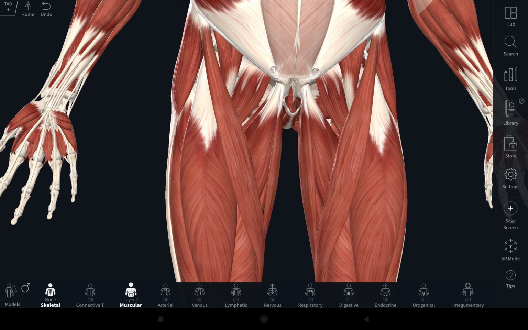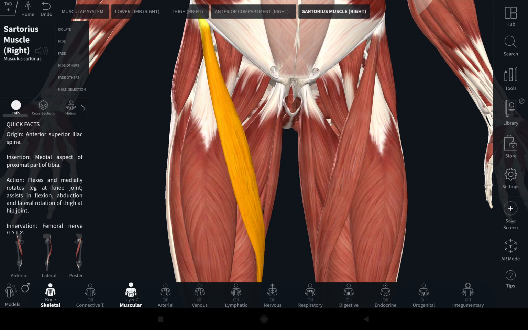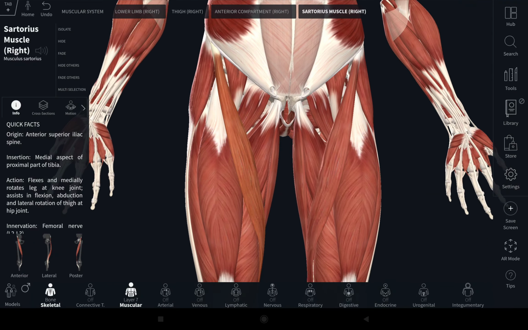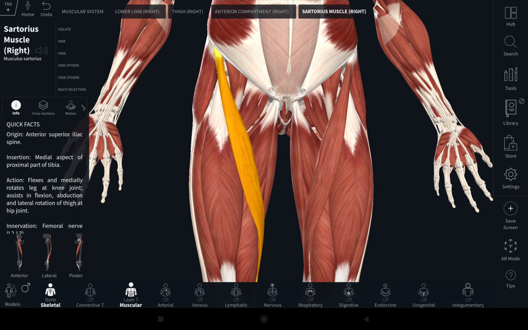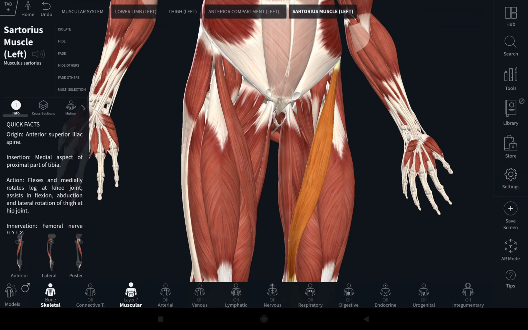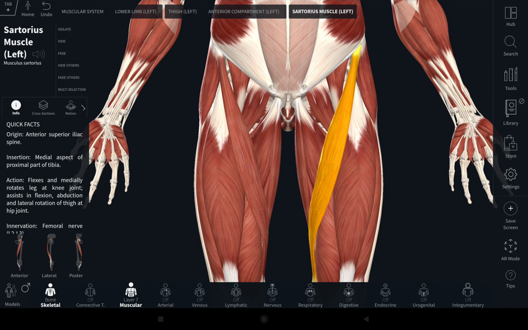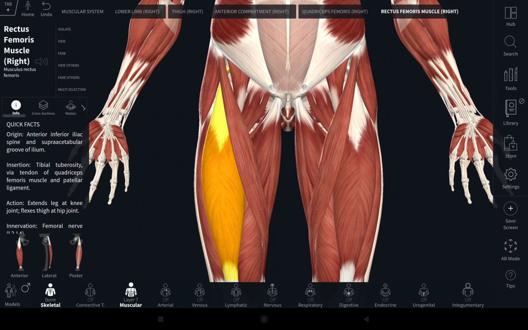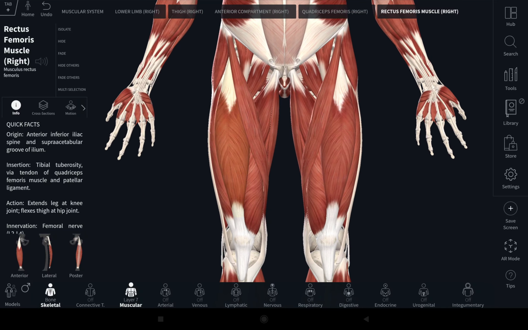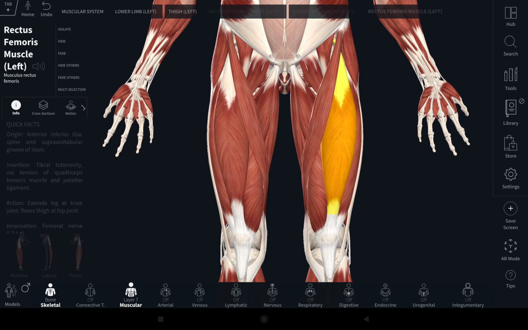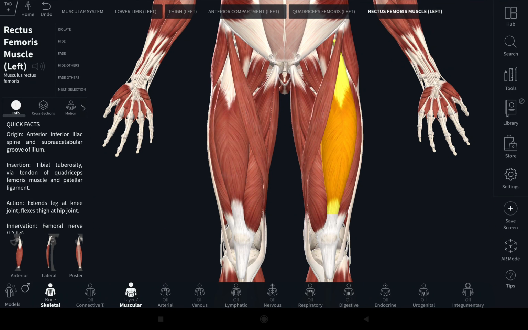are the sartorius. This is the sartorius muscle. This is the right side, and this is the left side. Besides or lateral to the sartorius, this is the rectus femoris muscle. This is the left rectus femoris muscle.